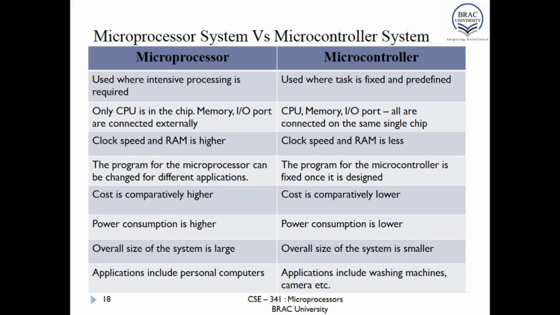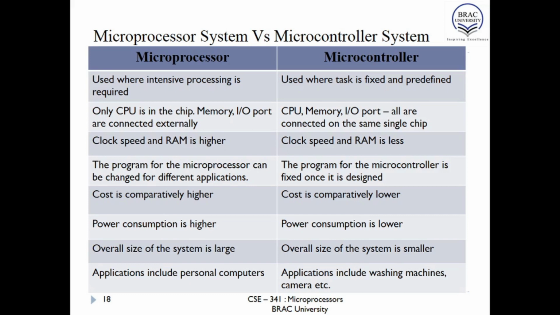Again, in case of a microprocessor, the clock speed is much higher than the microcontroller. Now, clock speed basically refers to the rate of execution of instructions. The higher the clock speed, the greater is the rate of data being processed. Furthermore, memory usage is also higher in a microprocessor.